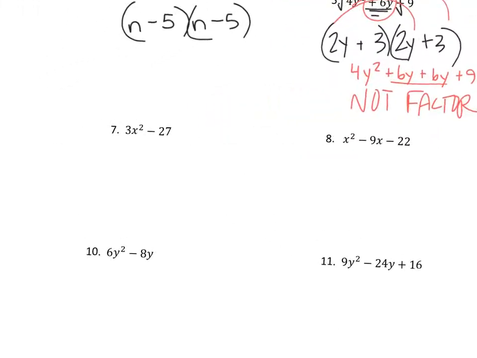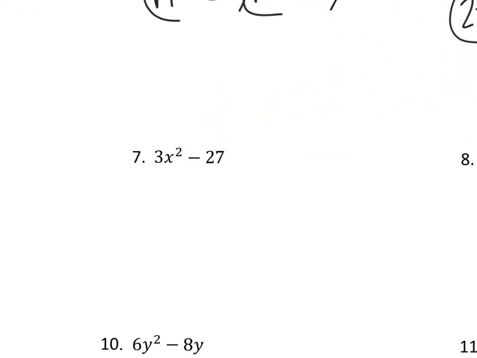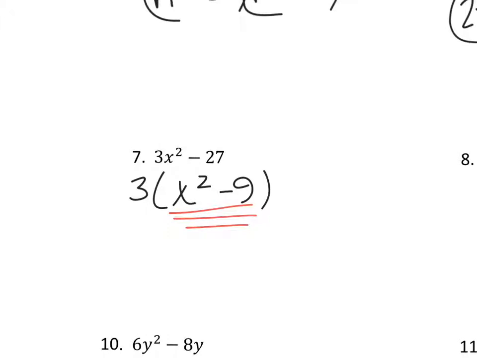Okay, number 7, I'm noticing that it does have a greatest common factor. I can actually divide both of these terms by a 3. Then I can go further because this is a difference of squares. So this is going to be 3 and then 2 sets of parentheses. In order to get x squared minus 9, I have to have an x and x, and then the square root of 9 is 3, so it's 3 and 3. And to get a negative, one has to be a positive and the other one has to be a negative.